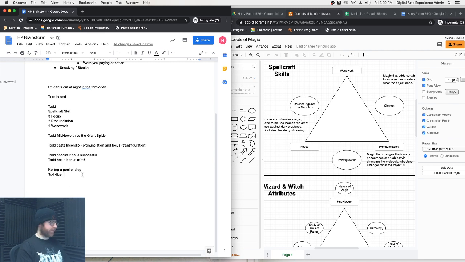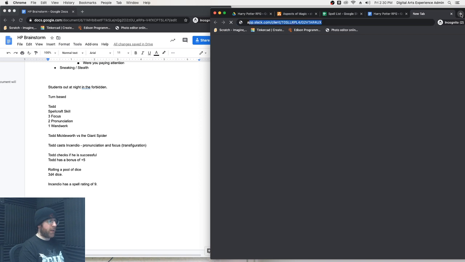All right, cool. So, do we have them roll 3d4 dice, and then we have a number to compare that to? For example, let's say the Incendio has a spell rating of, I don't know, it's a first year spell. Let's say 9 for whatever reason, right? So we could roll 3d4, and I'm actually curious what the average is for rolling 3d4. So I'm going to use a quick online application.